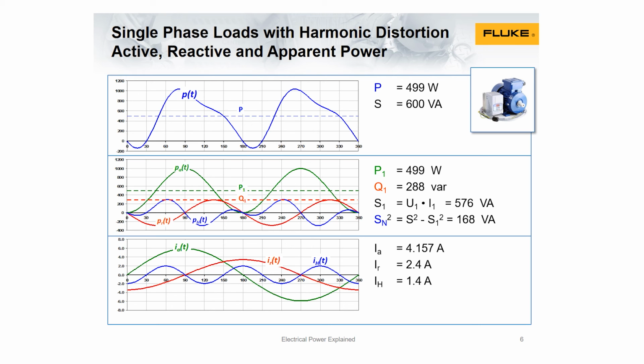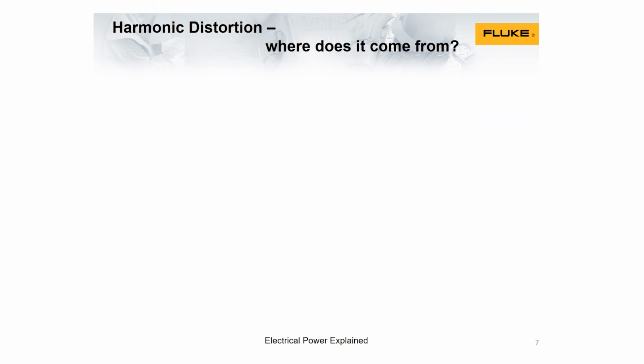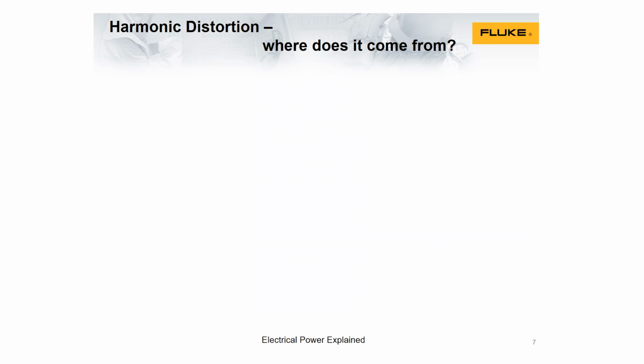The network now sees just over 4 amp useful current out of 5 amp, with about 2.8 amp waste current, consisting of 2.4 reactive and now 1.4 amp harmonic current. That is a lot of waste. Harmonic distortion. Where does it come from?